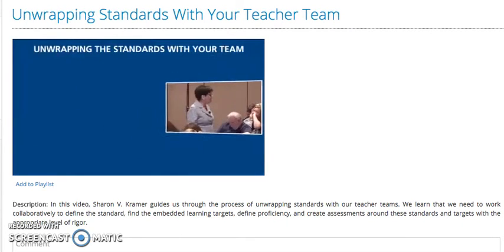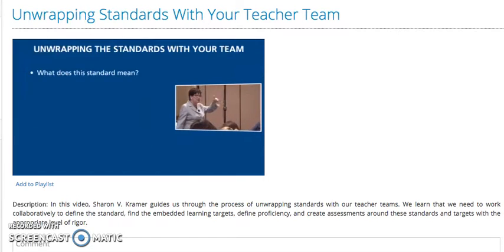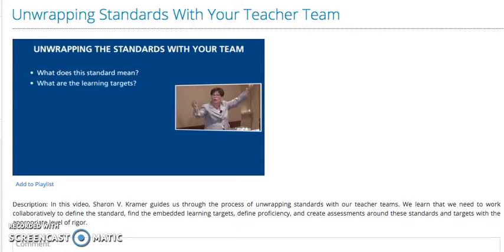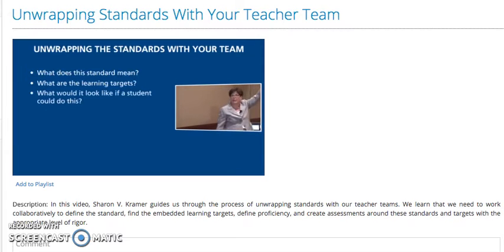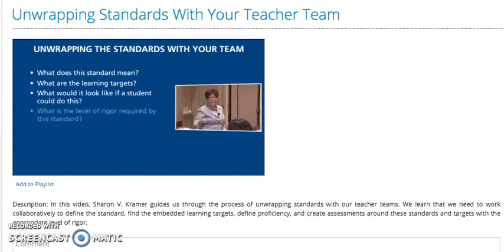So with your team, you want to answer, what does this standard mean? Do we all have a shared understanding? What are the embedded learning targets along the way? That's what you're really getting clear on when you unwrap. What would this look like if a student could actually do it? And then the next really important question is this one. What is the level of rigor required by this standard?